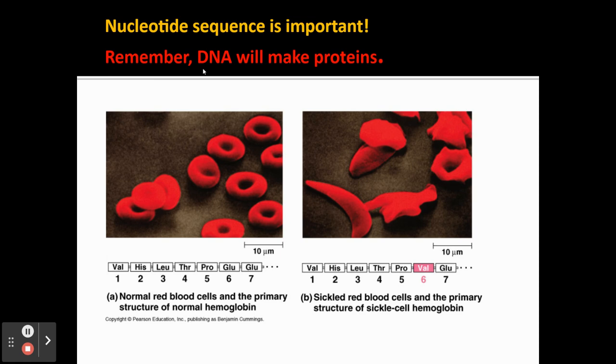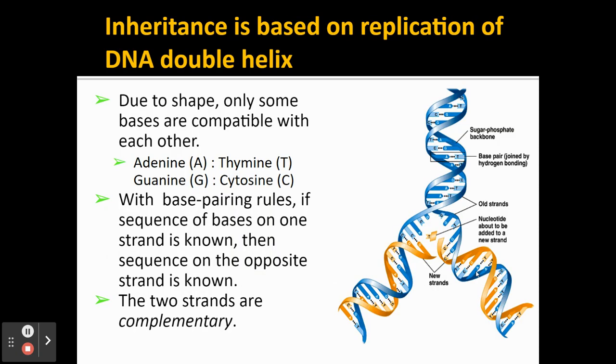But again, that nucleotide sequence, the sequence of A, T, C's, and G's is extremely important. And if that sequence is off, as we've already discussed about sickle cell anemia, that can lead to a different amino acid, which can change the shape of a protein, which can be a life-threatening disorder in many cases. Okay? Once again, inheritance is based on the replication of DNA double helix, and it's based on the faithful replication of that DNA double helix.